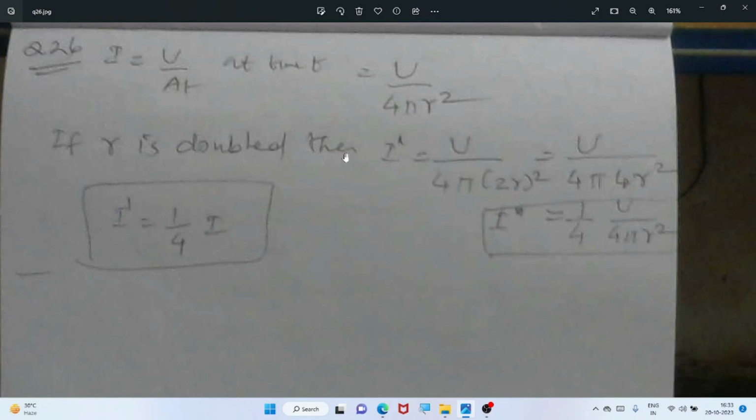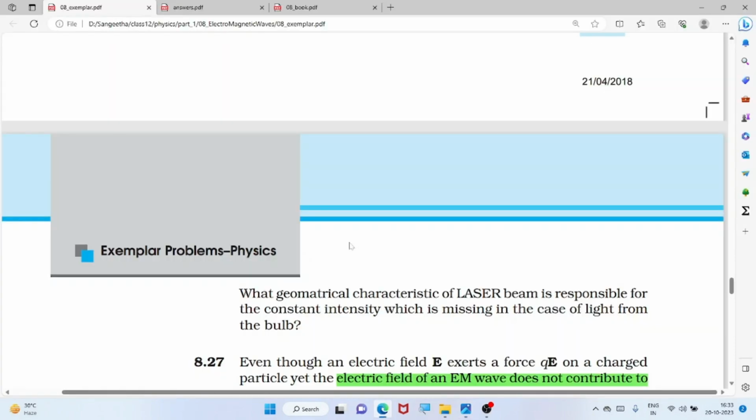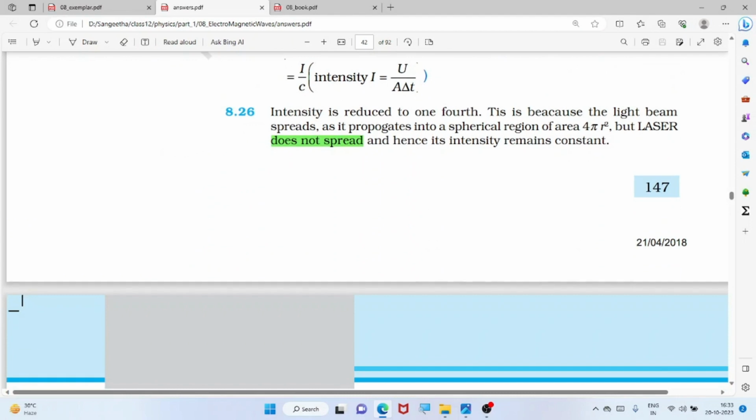Generally in these types of problems, the new intensity will be some multiple of the old intensity. So you have to simplify like that. Instead of r you put 2r, then you will get it. When the distance increases, intensity decreases at the rate of 1 by r square. That is important. The intensity is reduced to 1 by 4th.